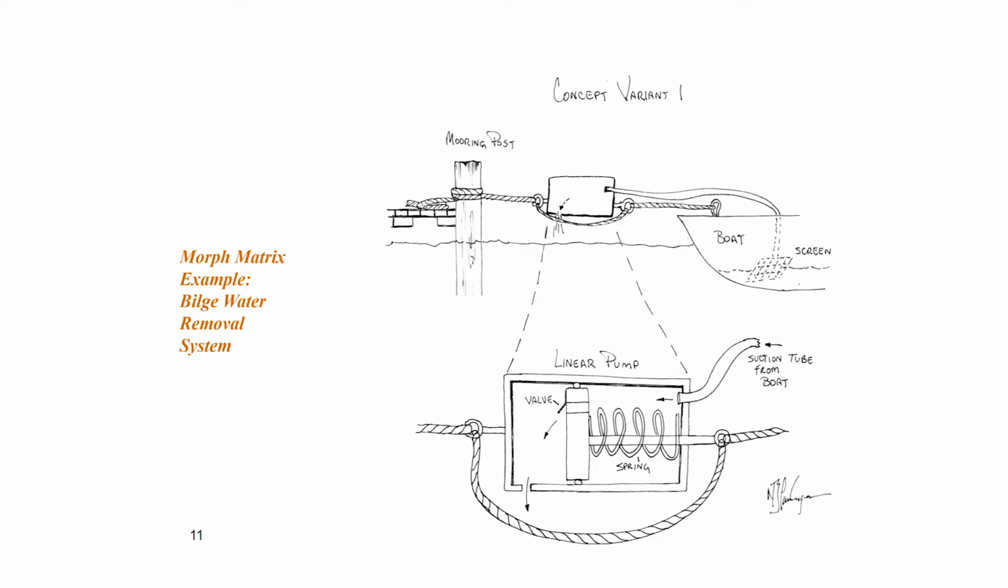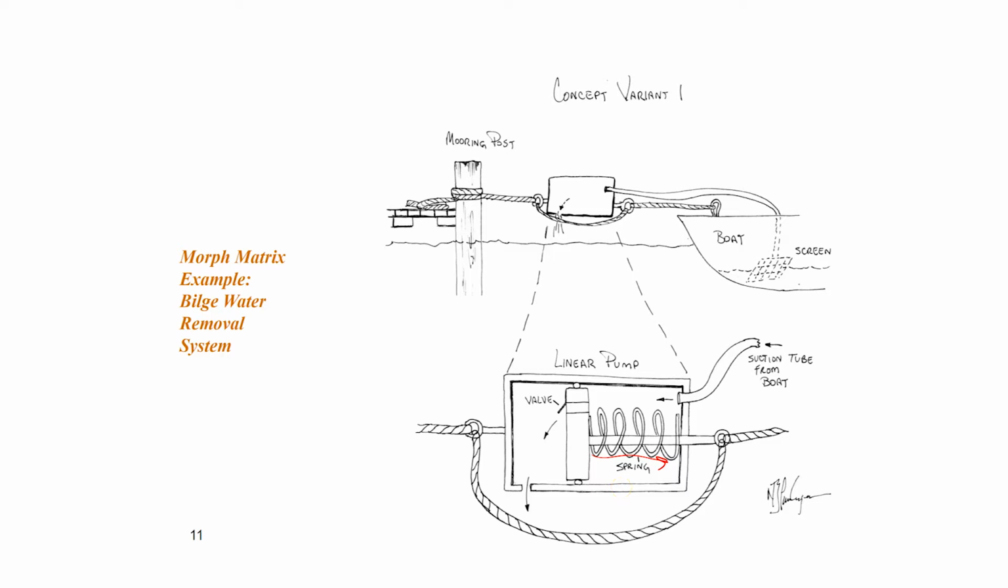And this one, can you tell how it operates? So this one will operate by relative motion of the boat compared to the dock due to wave motion. And as it rocks back and forth, it will pull this piston back when it rocks back, and then when it rocks forward and releases the tension in the rope, the spring in the pump pushes the piston forward.